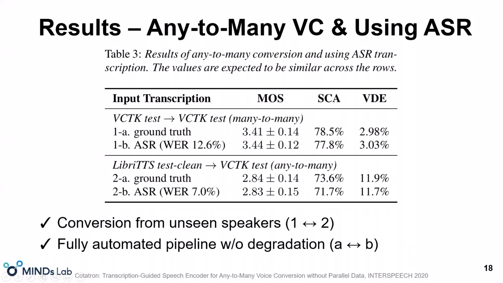We also show the any-to-many voice conversion results, since the Cotatron is able to generalize to speakers that are unseen during training. We used the speakers from LibriTTS test-clean as unseen speakers for this experiment. Furthermore, we have tested whether the input transcription for our system can be replaced with ASR without affecting the performance. Our results show that the conversion from unseen speakers is also possible, which we will demonstrate with the audio samples. Also, using ASR for transcription did not affect the performance at all. This shows that a fully automated conversion pipeline without performance degradation is possible.